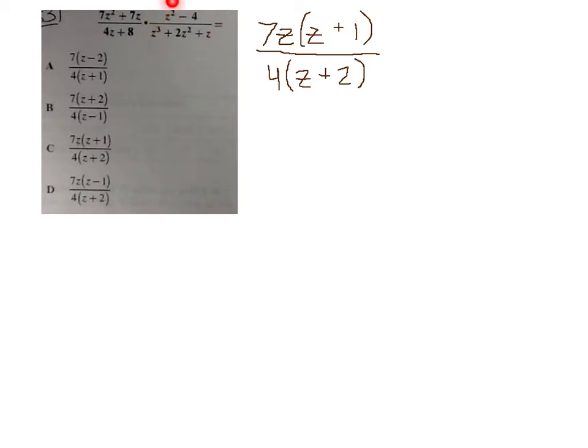So let's look at the second part right here. This is a really tricky part. This is probably the hardest part of the problem. We're still multiplying. We're just going to factor the top and bottom. Now, the top, there is no GCF.